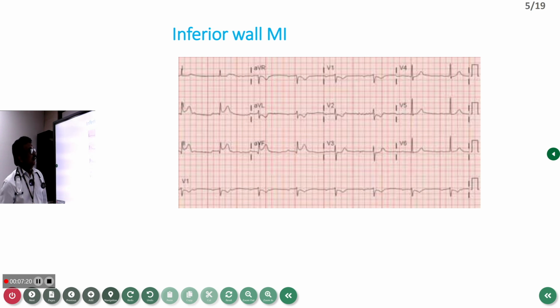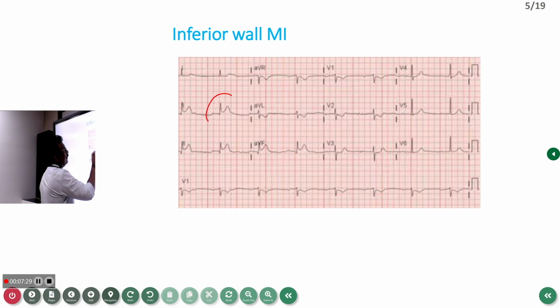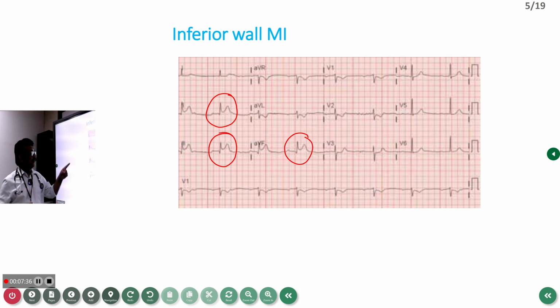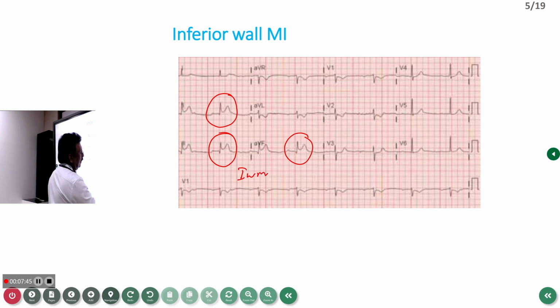Now you can see in this ECG, this patient might have come with severe chest pain, sweating, and bradycardia. You can see ST segment is elevated in lead 2, lead 3 and lead AVF. All these leads are inferior leads. Lead 2, 3, AVF have ST segment elevation, so that indicates inferior wall myocardial infarction. That is very important.